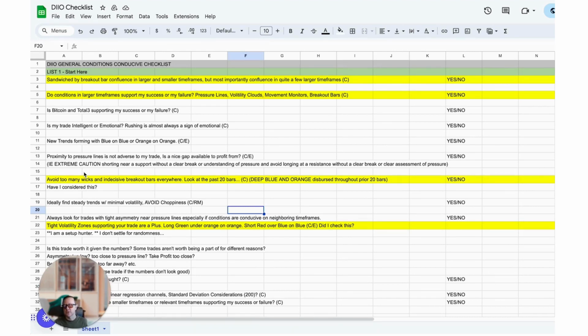And again, you can look at those pressure lines and make sure that you're not considering entering a trade at a place where the pressure line is going to work against you. So you ask yourself the same question.